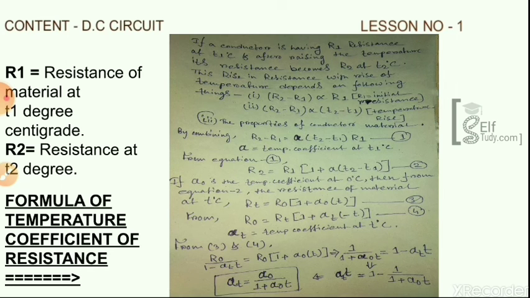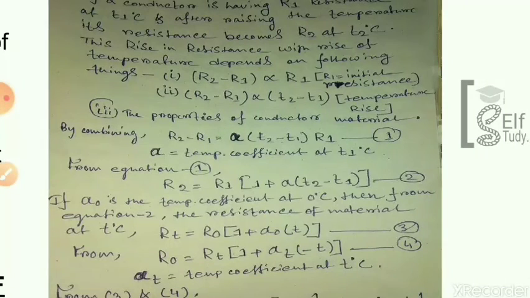So here see the picture. If a conductor has R1 resistance at T1 degree centigrade, after raising the temperature, its resistance becomes R2 at T2 degree centigrade. This rise in resistance with rise of temperature depends upon the following things. First, the change of resistance is directly proportional to the initial resistance. Here R1 is the initial resistance.